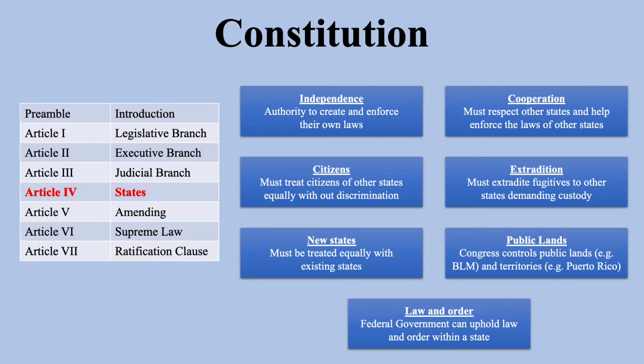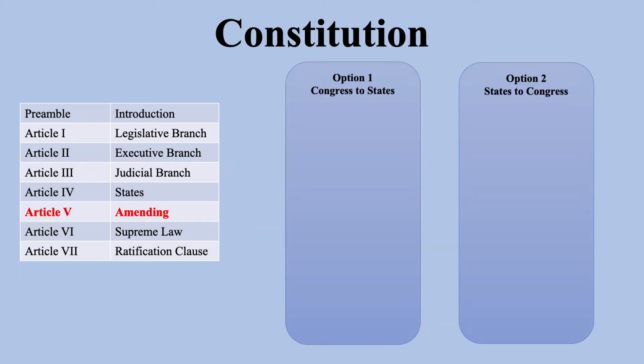And finally, it provides that the federal government controls public lands within states and can uphold law and order within a state if necessary. Article 5 provides that the Constitution is a dynamic document that can be modified and updated over time to meet the needs of an expanding and evolving country.